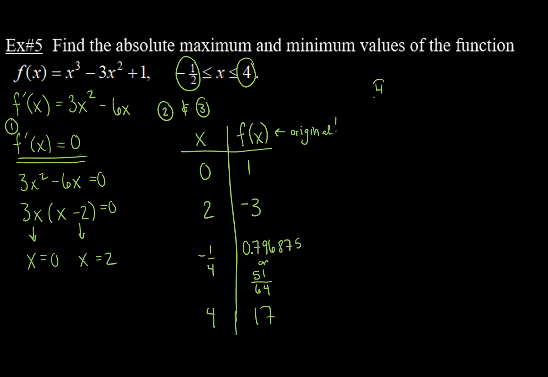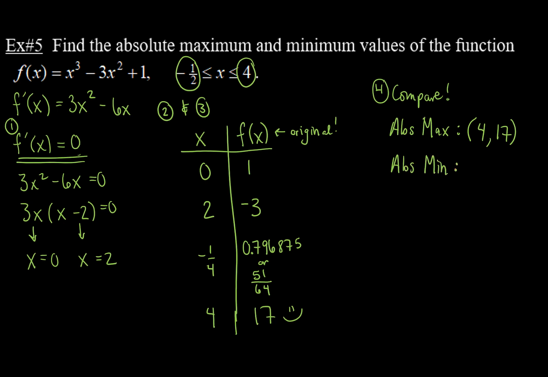Okay, so my last step here is my compare. All right, so my absolute maximum, who's the biggest? That's right. My absolute maximum is 17. Okay, my absolute minimum, we look to see who's the smallest. And bingo, right here. And those are the answers.